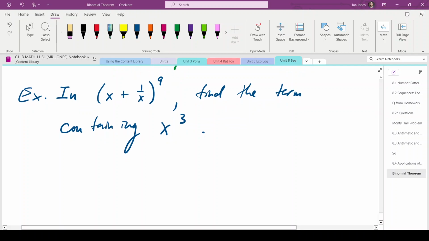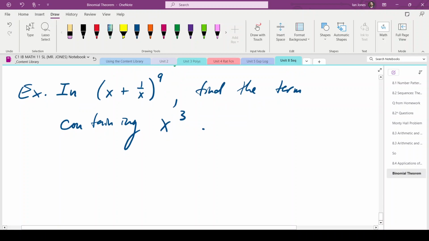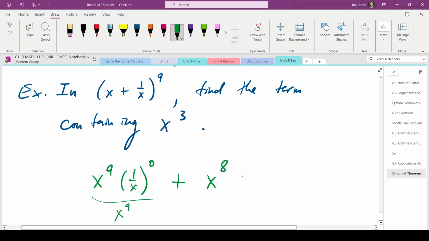Right? If we were at the first term, we would have x to the 9, 1 over x to the 0, which is x to the 9. That's not x cubed. The next term would be x to the 8, 1 over x to the 1, which is x to the 7. That's not x cubed. Okay? But actually, for this one, we could just keep going and pretty quickly figure out which term it is.